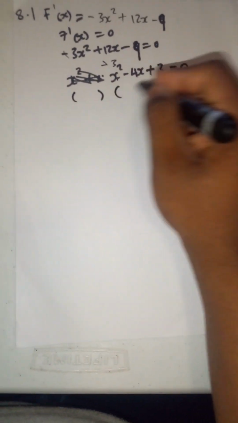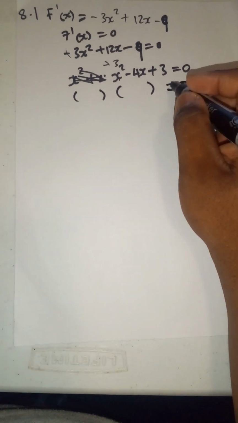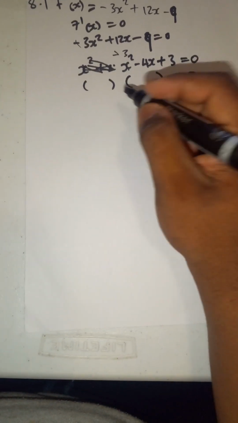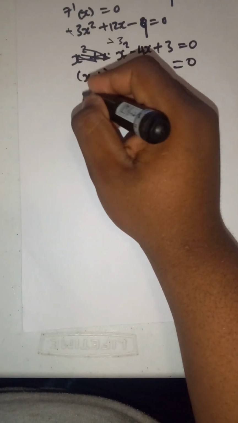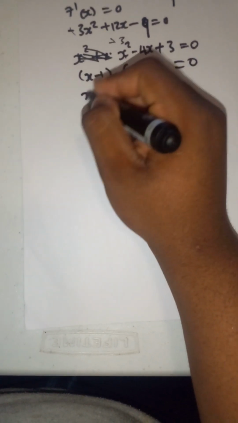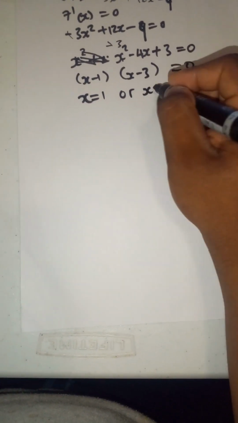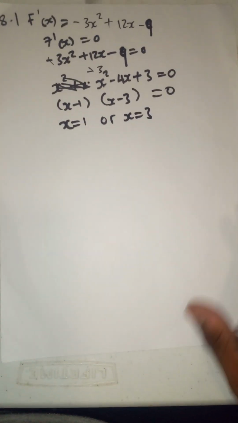And then, since it is like this, I can factorize. You can use your quadratic formula. So this one will be x minus 1, x minus 3. Therefore x is equal to 1 or x is equal to 3. I hope it is clear, guys.